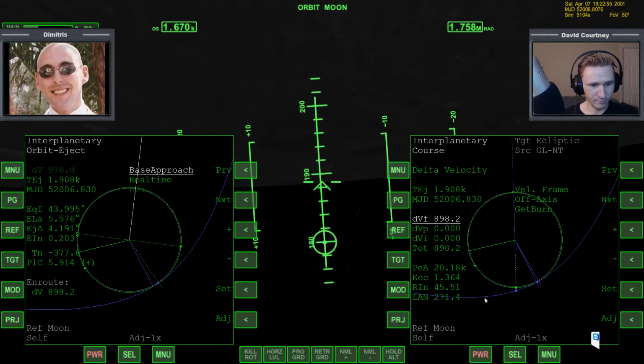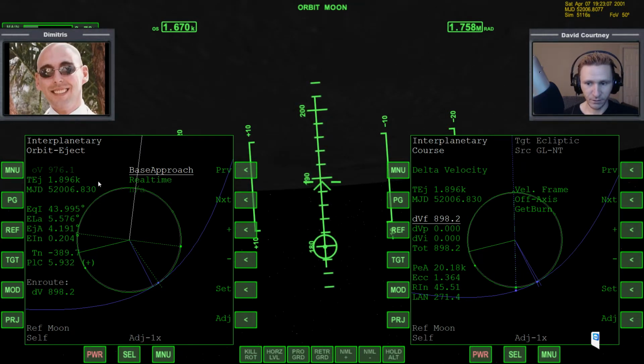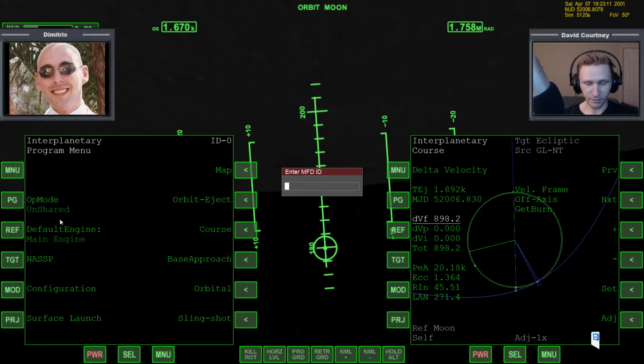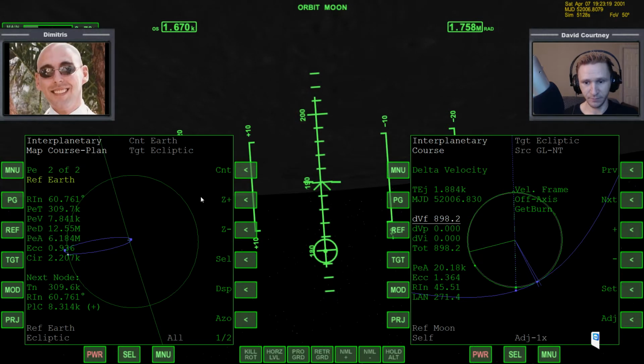You can also change the projection to get a better view. And now on the left side, we want to share the data from the right side and open the map program. So on the left side, we're going to go to Menu, then we're going to Share, and the right side is always ID 1. So we'll press 1, hit Enter, and now we bring up the map on the left side.